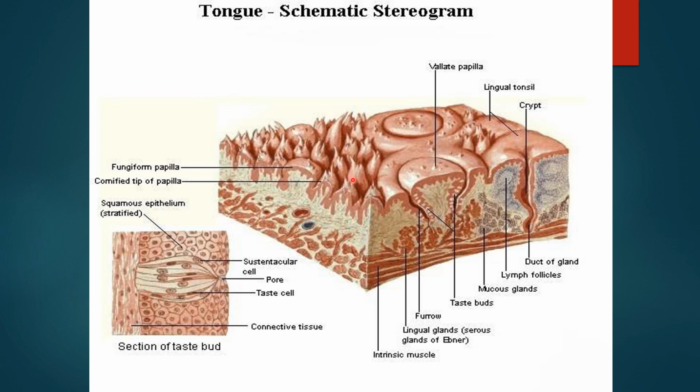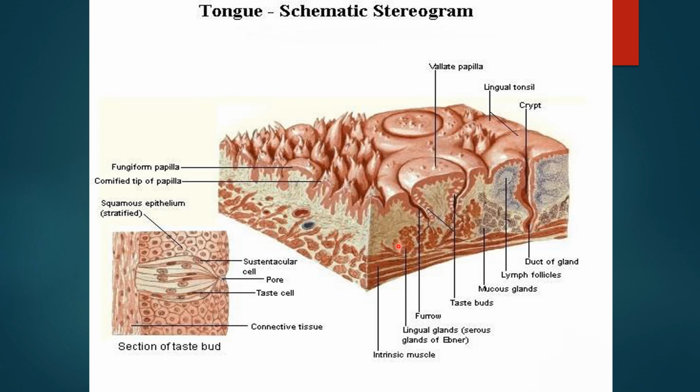On the surface of the tongue, you can see the schematic diagram of the tongue. Here you can see the filiform papilla present over here. Between the filiform papilla are the fungiform papilla. These filiform papilla have conical tips and they are keratinized. Here you can see the circumvallate papilla, the section of the circumvallate papilla. You can also appreciate the taste buds present over here.